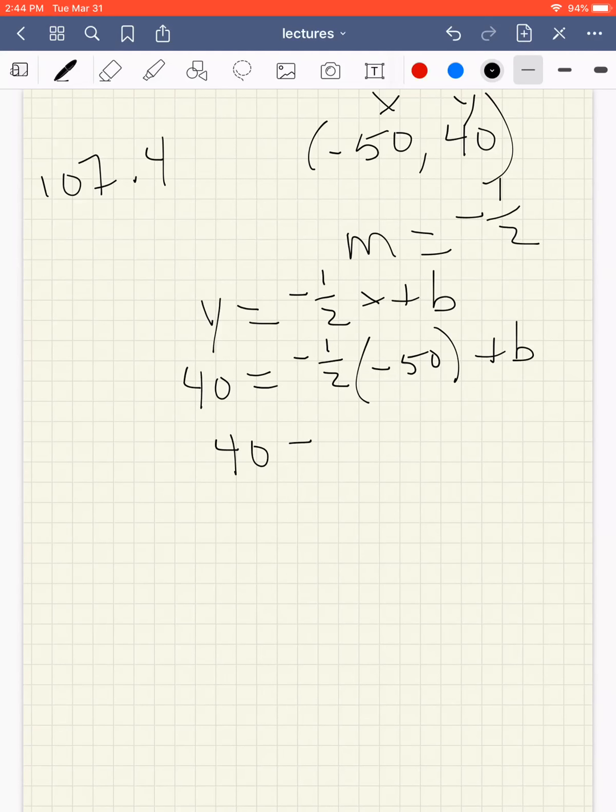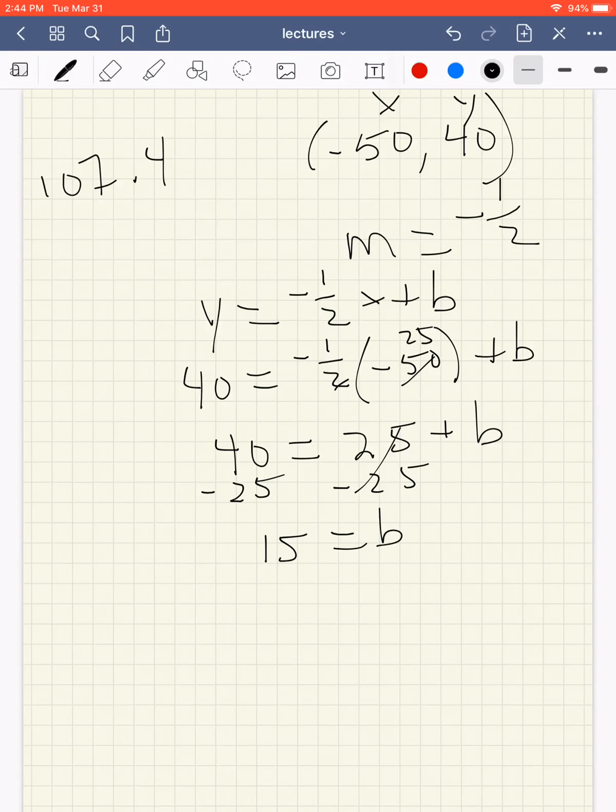So 40 equals, negative times negative is positive. It goes in there 25, so 25 plus b. We don't have fractions in this one, so we don't have to get rid of those. So minus 25 minus 25, 15 is equal to b. So then we put that right here, and we get y equals negative 1/2 x plus 15.